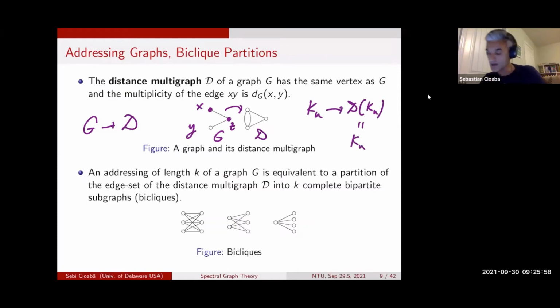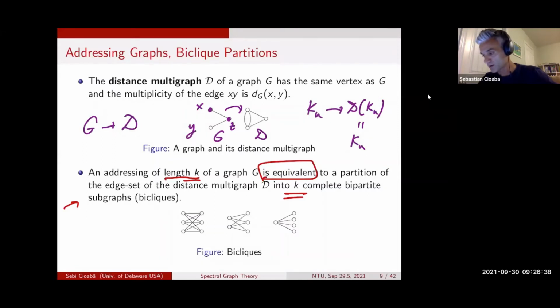Okay. And now one can prove, I'm not going to do it here, this is actually a result, but it's not very difficult, that an addressing of length K of a graph is equivalent to a partition of the edge set of the distance multigraph into K complete bipartite subgraphs, also called bicliques. So a biclique is just a complete bipartite subgraph. You have some vertices on the left, some on the right, and they're all pairwise adjacent to each other.